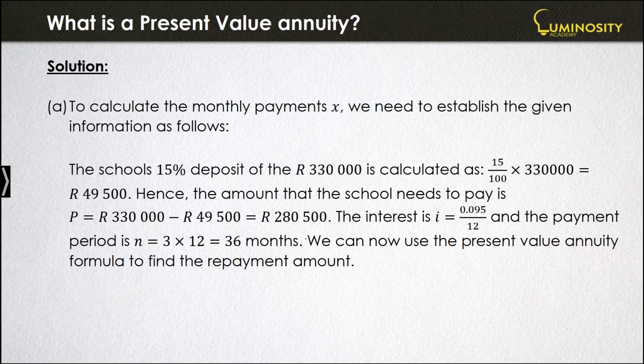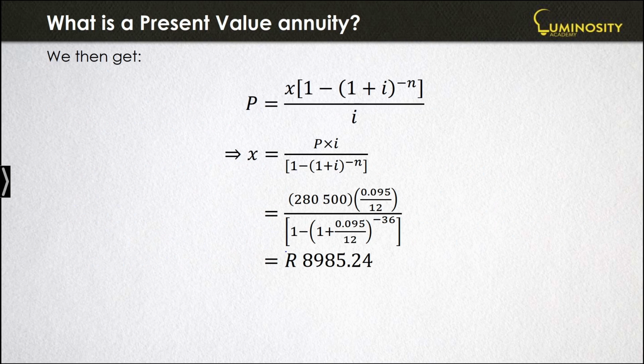Okay, so to calculate the monthly payments X, we establish the given information. Again, the school's 15% deposit of the 330,000 Rand is calculated as follows. So the school essentially is putting down 49,500 Rand from selling their current bus. So the new bus, which is 330,000 Rand, minus the deposit that they make, that is the principal amount that the school wants to borrow from some bank. Again, we were given the interest rate compounded monthly, and because it's in months, 3 years is equivalent to 36 months. Now we can use the present value annuity formula to find that monthly payment, the X.